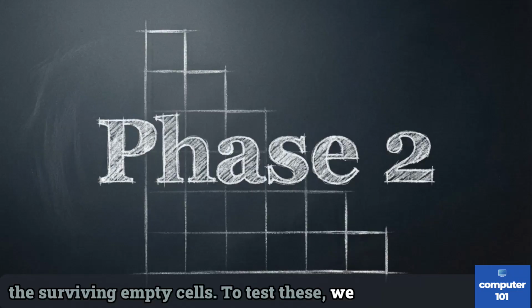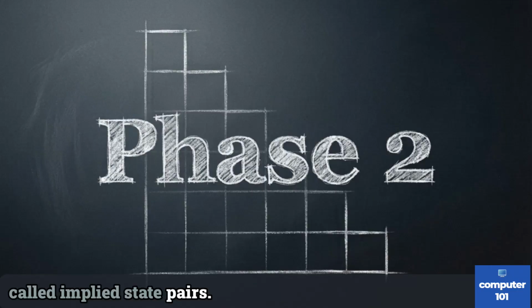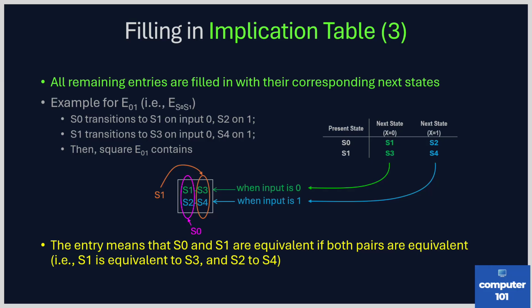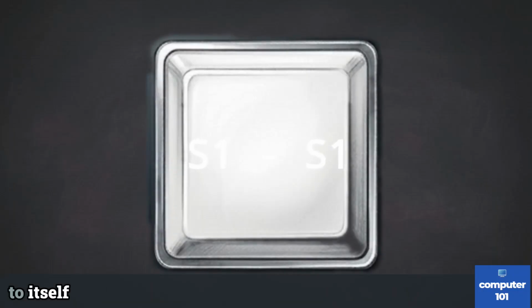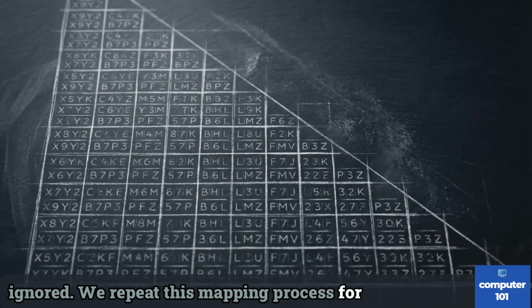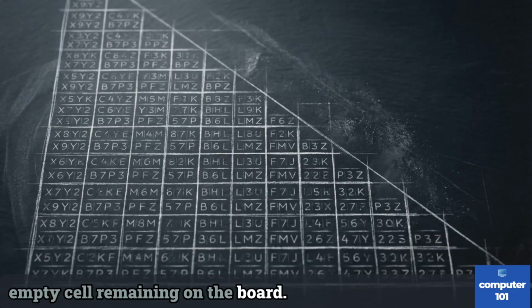To test these, we use a concept called implied state pairs. Take the empty cell for S0 and S1. We track where they transition. On input 0, they go to S1 and S3. On input 1, they go to S2 and S4. We write these implied pairs inside the cell. If a pair implies a transition to itself, like S1 and S1, it is a trivial pair and can be ignored. We repeat this mapping process for every single empty cell remaining on the board.